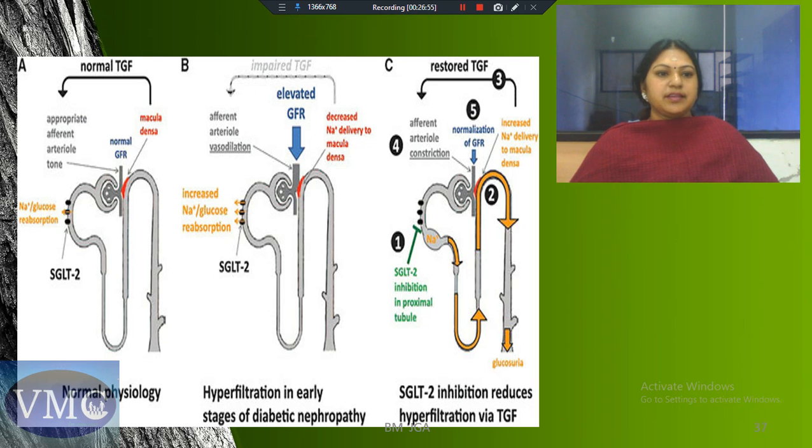So again, what is happening here? Whenever the GFR is more, a lot of sodium chloride is not absorbed and is sensed by the macula densa cell chemoreceptors, causing an effect on the afferent arteriolar constrictors. It also causes the juxtaglomerular cells to reduce renin secretion.